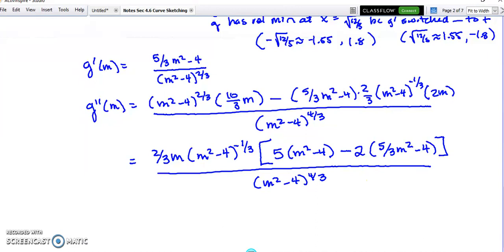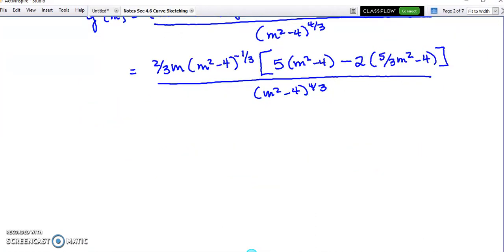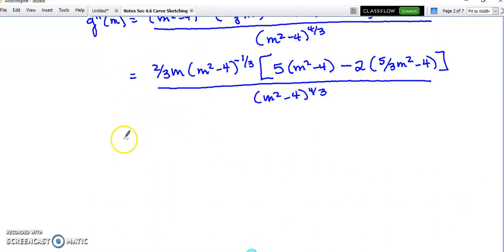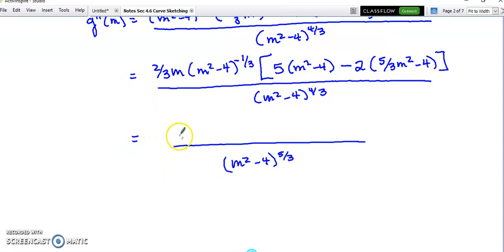We see how this is really just going to be a great big algebra problem. All right, just giving myself a little bit more room here. All right, and then we're going to simplify, combine these two together, bring this down, add it to that. It's going to give me on the bottom m squared minus 4 to the 5/3. This 2/3, if you want to, we can do a 2 and a 3 here, times. And then we're going to simplify on the inside of that.